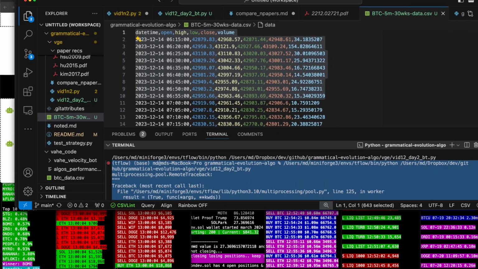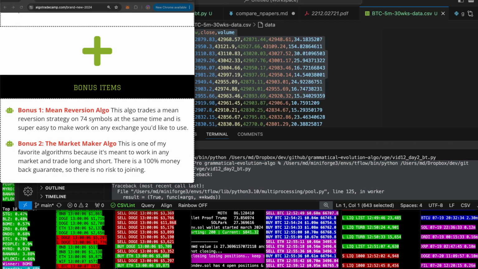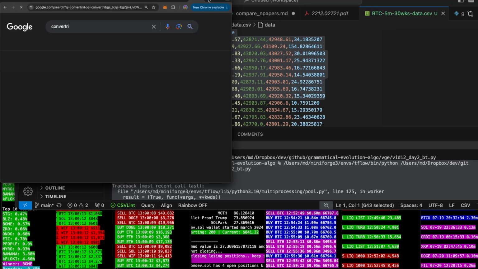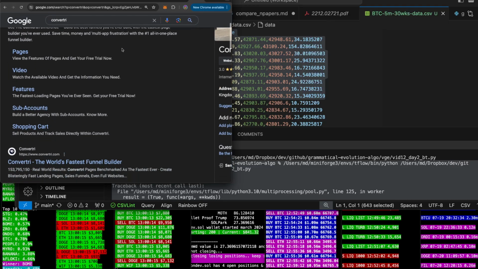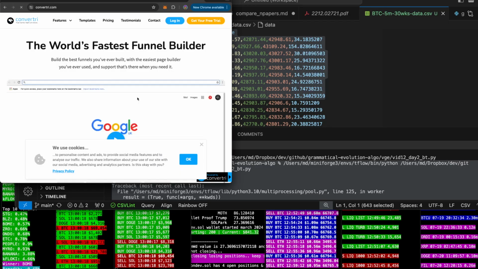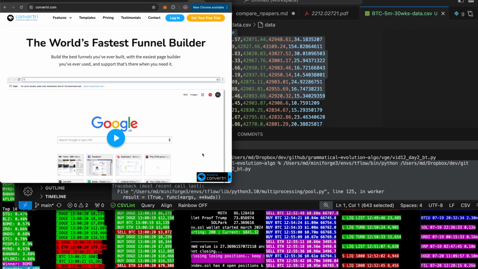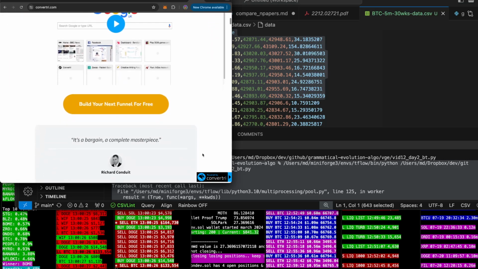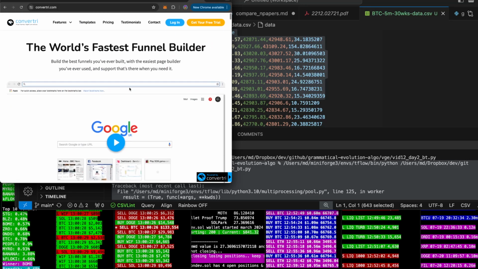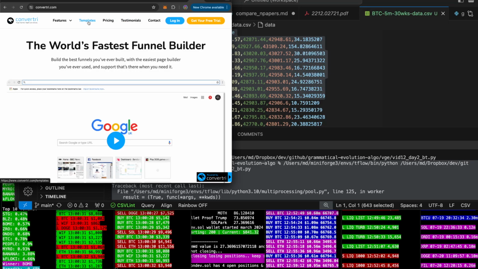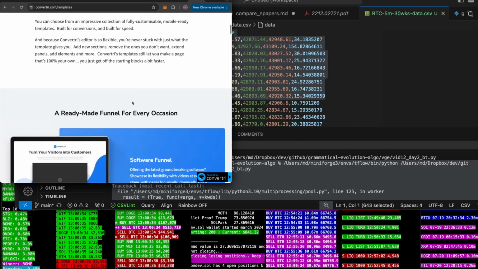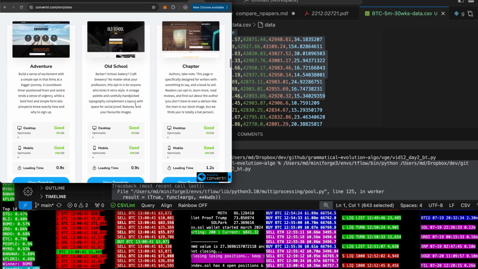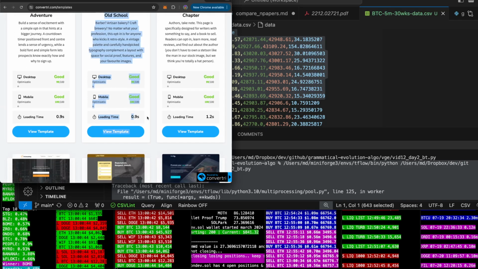ConvertTree. It's good. Here we go. The world's fastest builder. Pretty fast for number one rankings with it. Don't know what that means, but templates, I guess. I don't know. You just be building your own. This looks clean. Looks super clean. Loading time. This is what I was looking at.